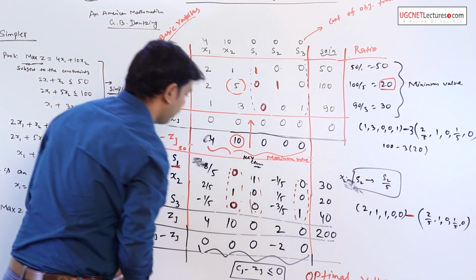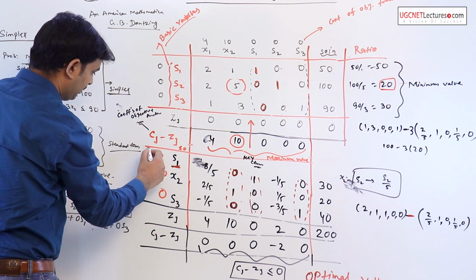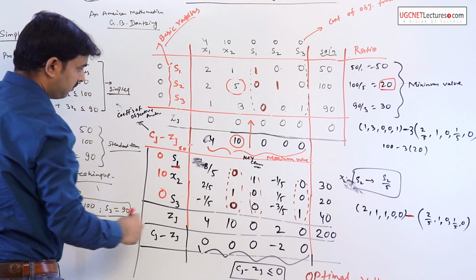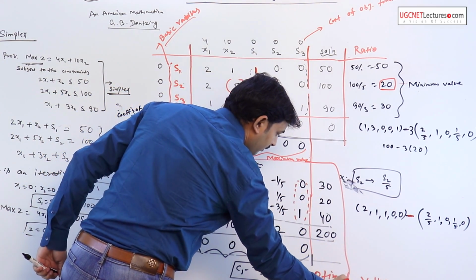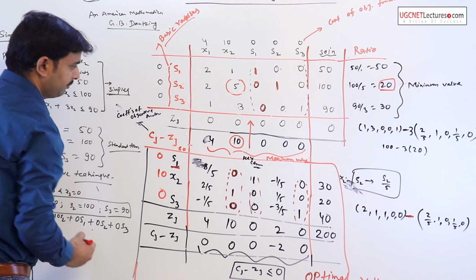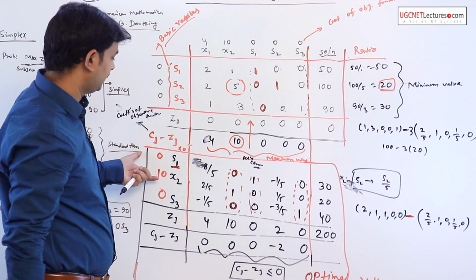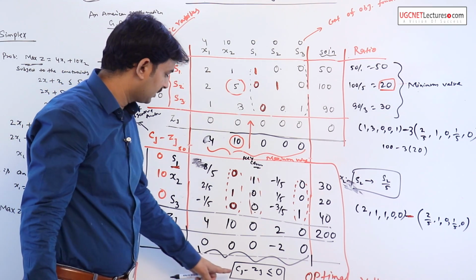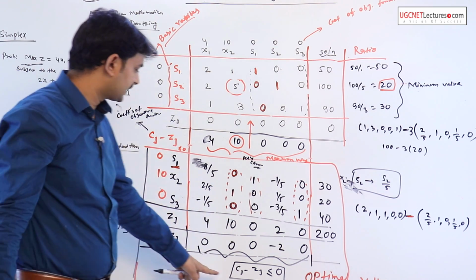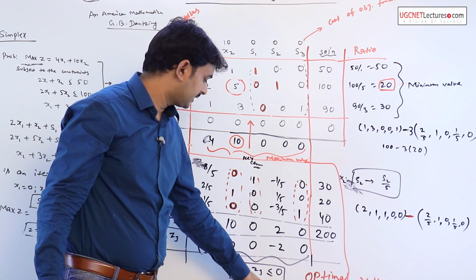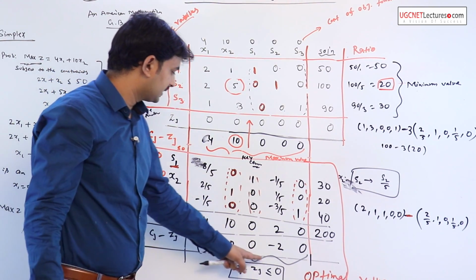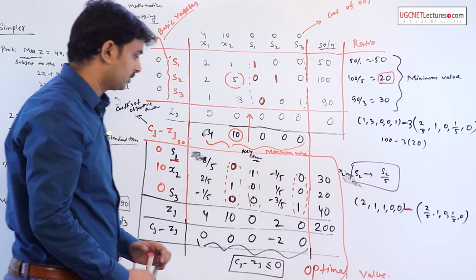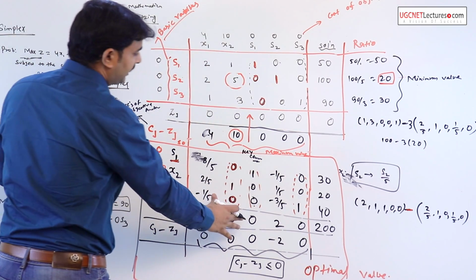Means this is the final form of simplex. Means this is the final iteration. Why is it final? Because the optimality criteria for a maximization condition is that all the Cj minus Zj are less than or equal to 0. Here all the Cj minus Zj are less than or equal to 0. Means we have reached the final iteration table.